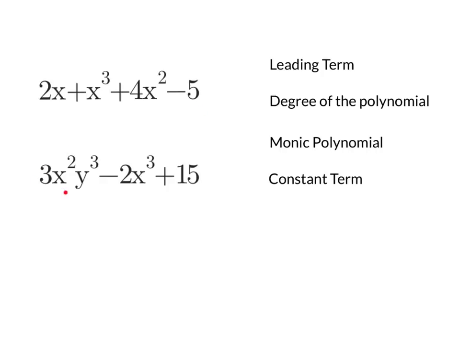Looking at the second one, the leading term is this first one, 3x squared y cubed. The degree of the polynomial is an interesting one. It's actually 5. So if you have 2 together, it is 2 plus 3 is 5. So if you imagine your index laws, when you added them together, that's sort of what you're thinking for your degree of the polynomial. Is it a monic polynomial? That's if the coefficient of the leading term is 1. No, it's not. It's a 3. So it's not a monic polynomial, and the constant term in this one is +15.